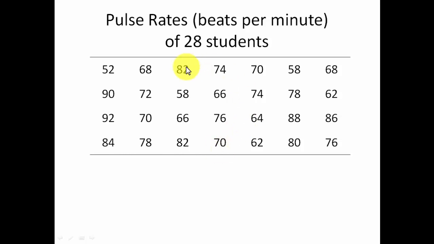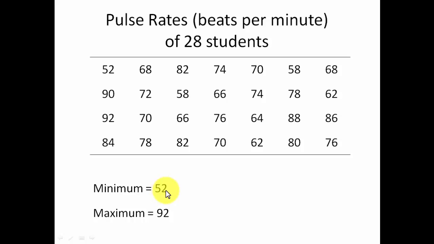The next thing I'd want to know is what was the smallest pulse rate, and that would be a minimum here of 52 beats per minute. The largest value in our data set, the maximum, is 92. So we can see here the general span of the data. Now we would like to talk about how we should organize this.